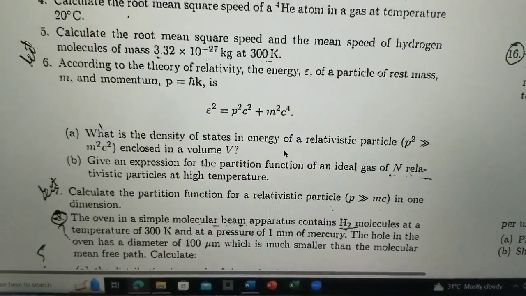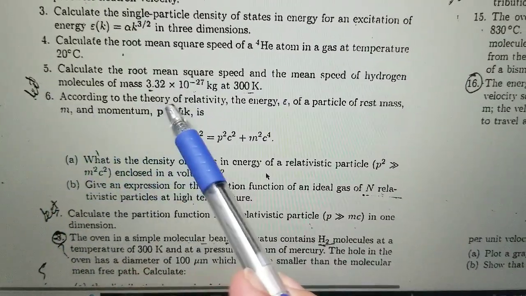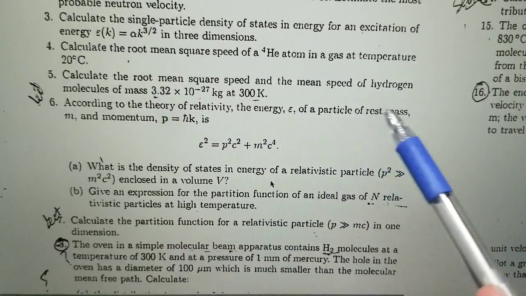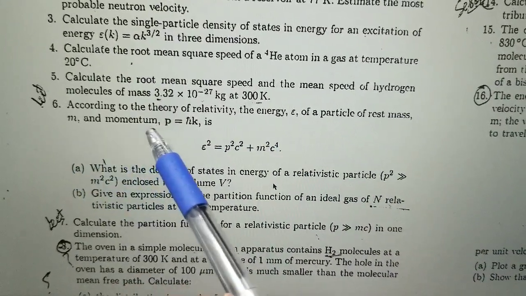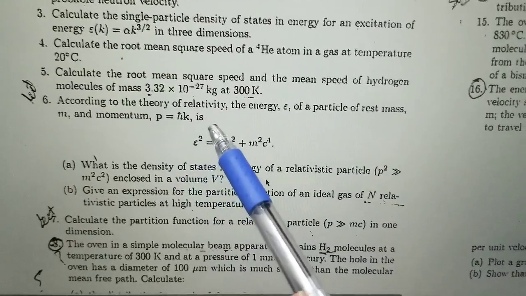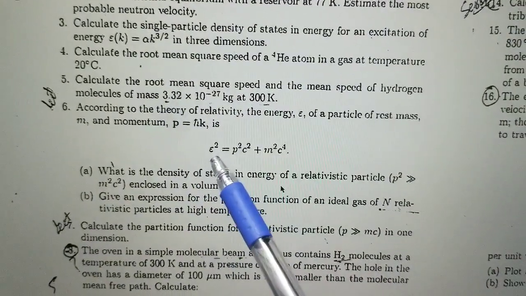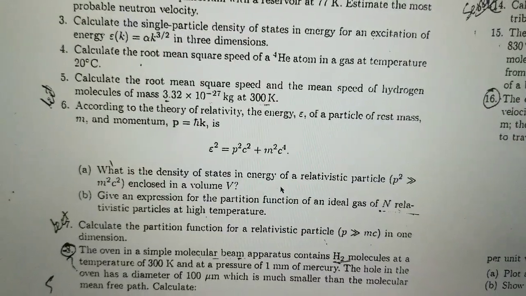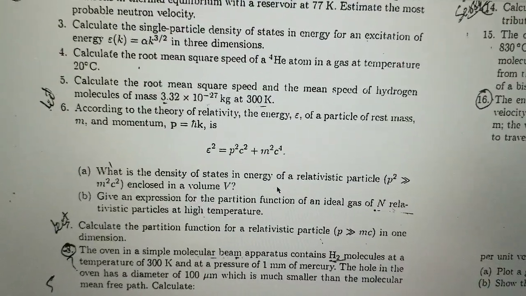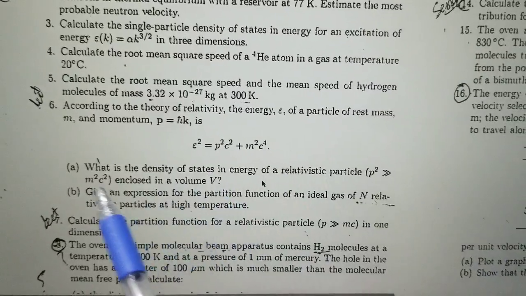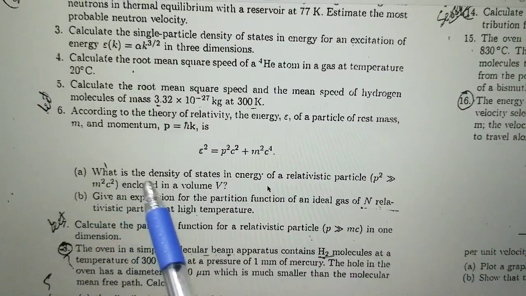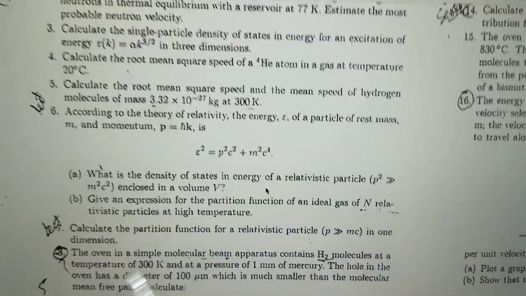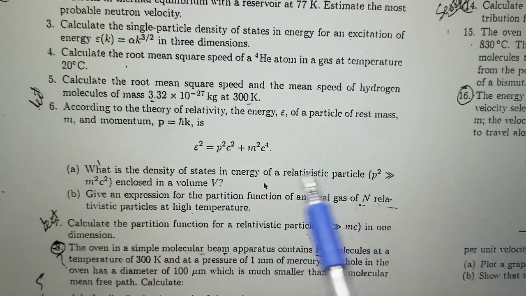According to the theory of relativity, the energy E of a particle of rest mass m and momentum p equals h cut k is given by this expression: E squared equals p squared c squared plus m squared c to the fourth. This is the energy expression for a relativistic particle. In part A, what is the density of states in energy of a relativistic particle? We need to find the density of states formula in terms of energy.